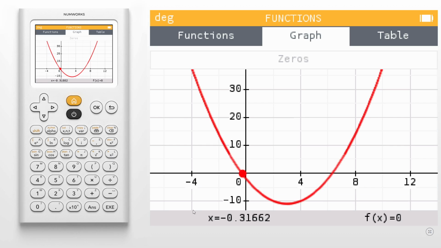And now I have, see, the first root there is negative 0.316662. There we go. That's where the function is 0. And if I press the right arrow, hey, look, there's the other one, 6.3166.